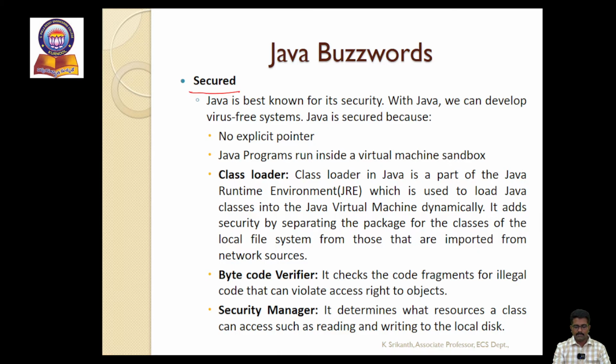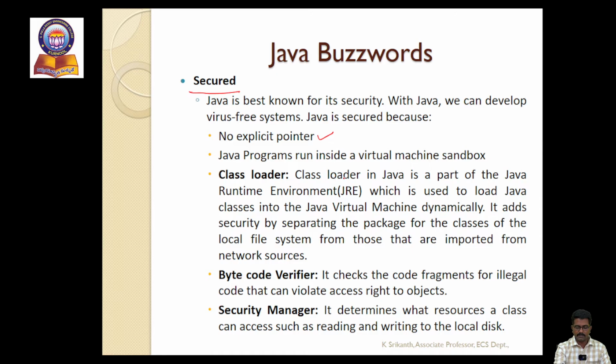The next feature is secured, the fourth feature of Java language. So why is Java secure? The one important point related to security is that it doesn't support pointers. In C language and C++, we can use pointers to work with the memory locations, whereas in Java there is no concept of pointers and we cannot interact directly with the memory locations.